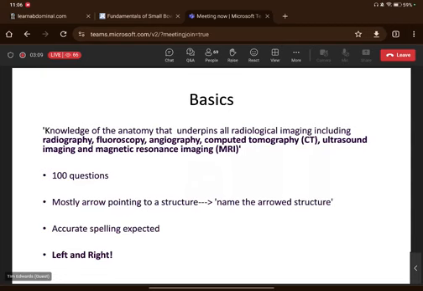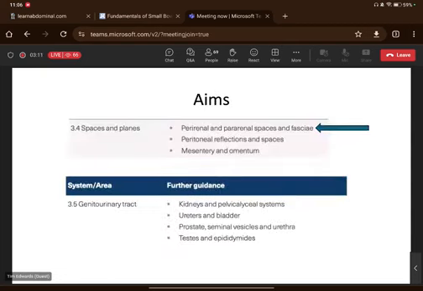So that's the basics. In terms of the aims of my part of the presentation, again, this is from the RCR anatomy guidance. I'm going to go at the very start through the perirenal and pararenal spaces and fascia, to kick it all off, and then I'm going to work my way through the genitourinary tract, starting at the kidneys and bladder, and working my way down to the testes and epididymis.